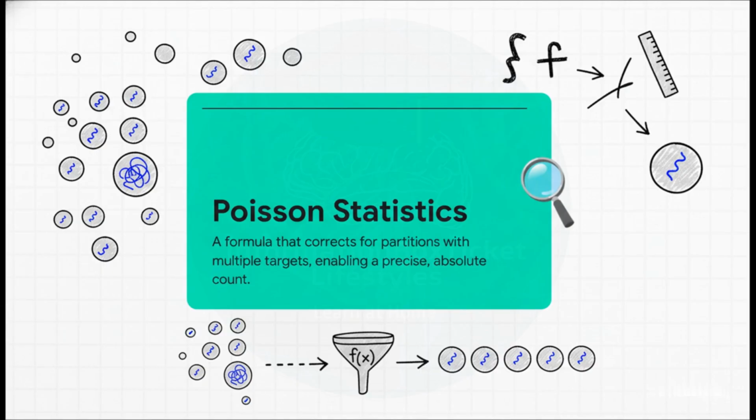See, just by random chance, some of those tiny partitions might have grabbed more than one DNA molecule at the very beginning. It's like throwing a handful of marbles onto a grid of boxes. Most boxes will get 0 or 1 marble, but a few are going to get 2 or 3, just by luck. This is where a little bit of math called Poisson statistics comes to the rescue. By looking at the number of partitions that are totally empty, the zeros, this formula can work backward and figure out exactly how many partitions likely had more than one molecule. It corrects for that random chance, turning our raw count into that truly precise absolute number.